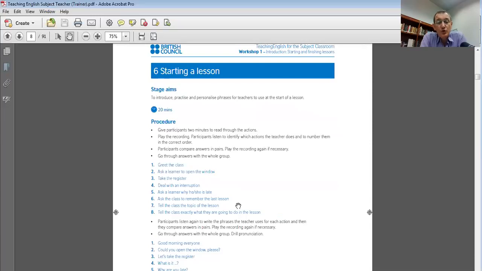Give participants 2 minutes to read through the actions. So they should be reading silently, individually, read through the actions. Then play the recording. Participants listen and identify the actions the teacher does, and they need to number them in the correct order. Again, repeating the habit that you began earlier, you ask the participants to compare answers in pairs.